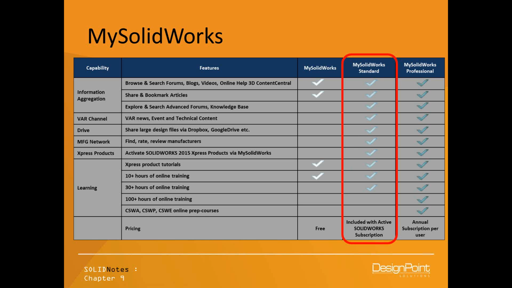And then if you want to graduate up to the MySolidWorks Professional account, this is an annual subscription per user, so this is a paid account. You can see there are over 100 hours of online training for this account. They also offer some additional CSWA, CSWP, and CSWE online prep courses. These are really great programs to help you with learning a few new topics and also get some online prep. Again, the MySolidWorks Standard account, if you're currently on subscription, you already have. All you need to do is log in.